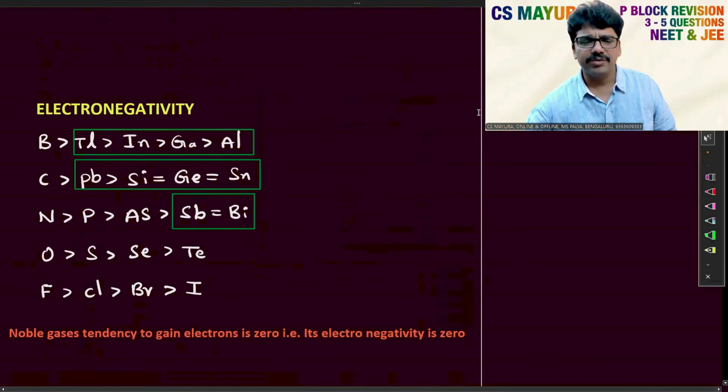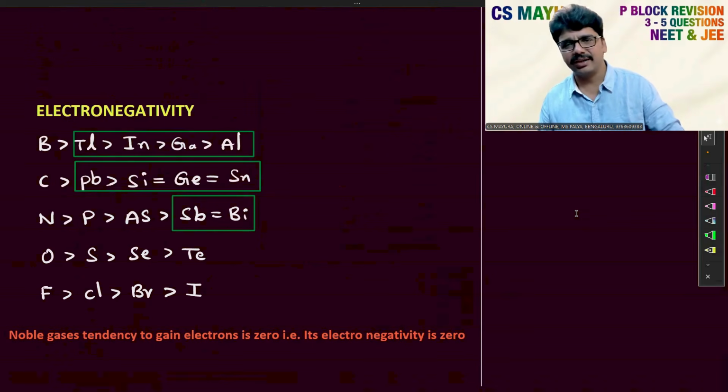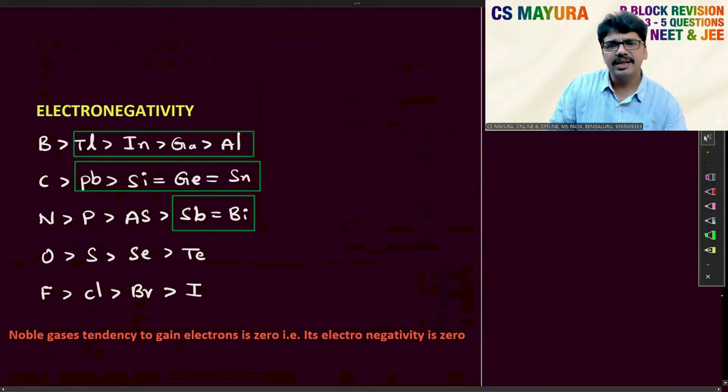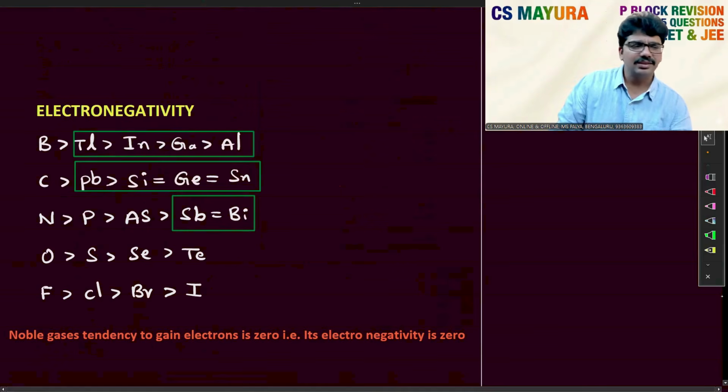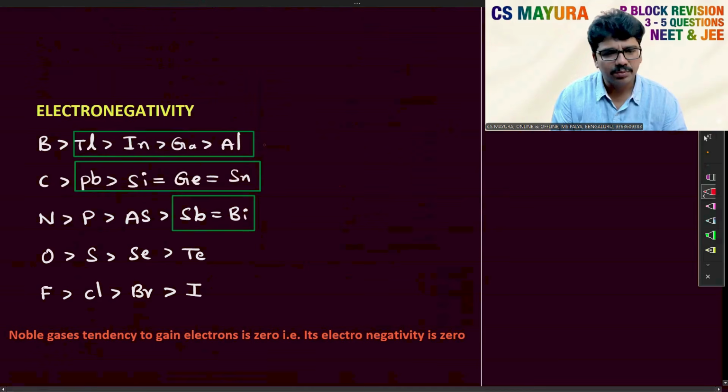Coming to electronegativity, the same reason applies: poor shielding effect of f electrons and poor shielding effect of d electrons. So there is an increase in effective nuclear charge. Whenever there is an increase in effective nuclear charge, electronegativity increases. So we observed three exceptions. The boron family exception is boron, thallium, indium, gallium, aluminum.